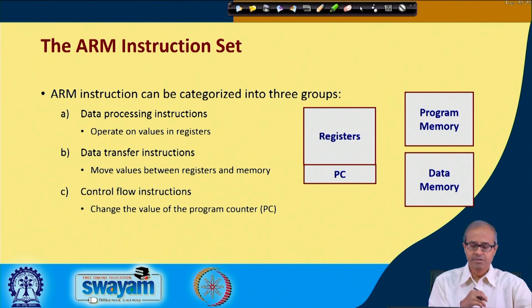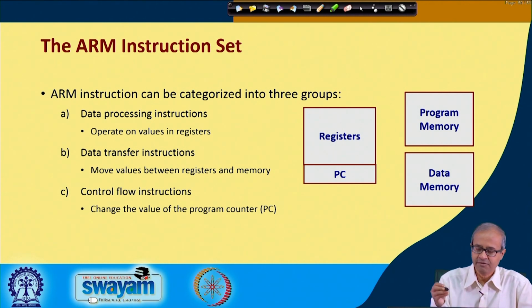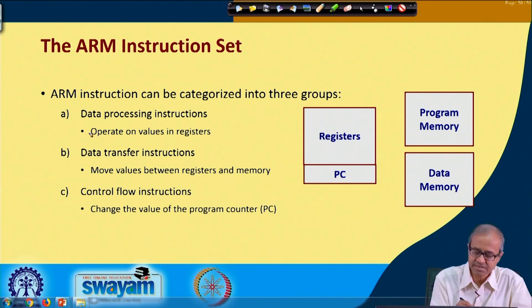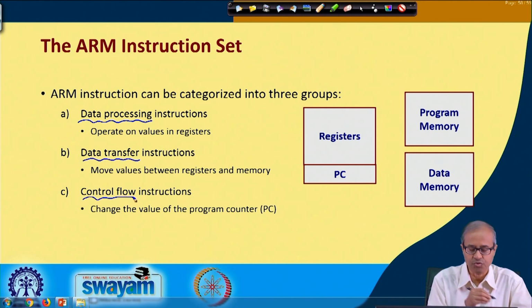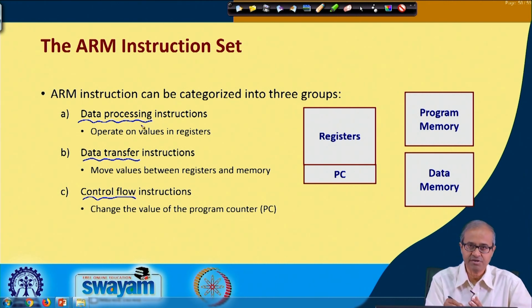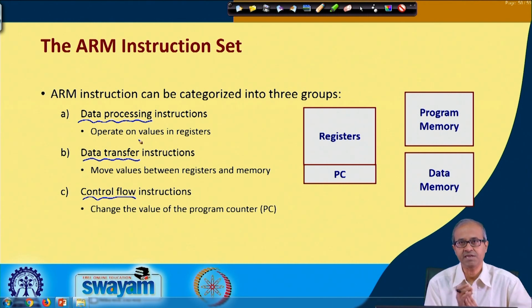Broadly speaking, any instruction set, not necessarily the ARM instruction set, can be categorized into various broad categories. In ARM, let us define these categories as data processing, data transfer and control flow. The instructions which are there can be classified into one of these three types. Let us try to understand.